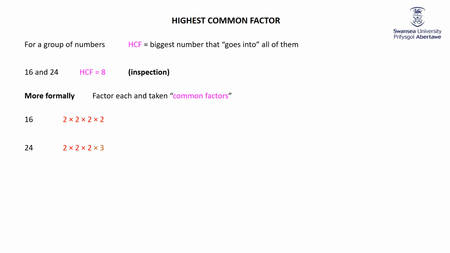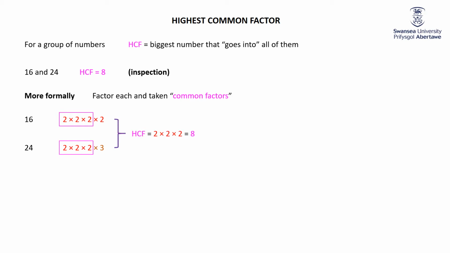What's common to both of those? Well, both of them have got 2 times 2 times 2. 16 has an extra 2, 24 has an extra 3, but because 24 doesn't have that fourth 2 and 16 doesn't have a 3, we eliminate those and we say that the common factors are the 2 times 2 times 2. What's 2 times 2 times 2?